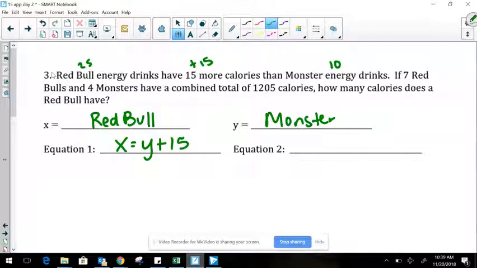All right, so if 7 Red Bulls and 4 Monsters in total have 1,205 calories, how many calories does a Red Bull have? Okay, so I'm going to have 7 Red Bulls. So this is 7x plus 4y equals their total amount. That's my second equation.